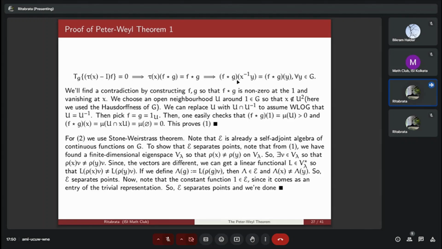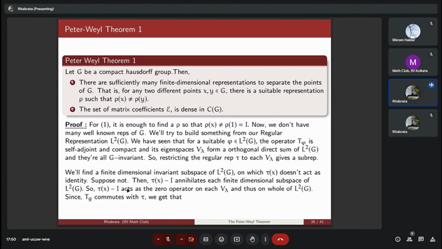This clearly contradicts our initial statement that f star g at x inverse y and at y are the same for every y. This contradiction shows that our initial statement was wrong, that is, tau x minus identity cannot act as the zero operator on every V lambda. So there is some eigenspace V lambda on which tau x minus I does not act as the zero operator. That means that on some eigenspace, tau does not act as the trivial operator.